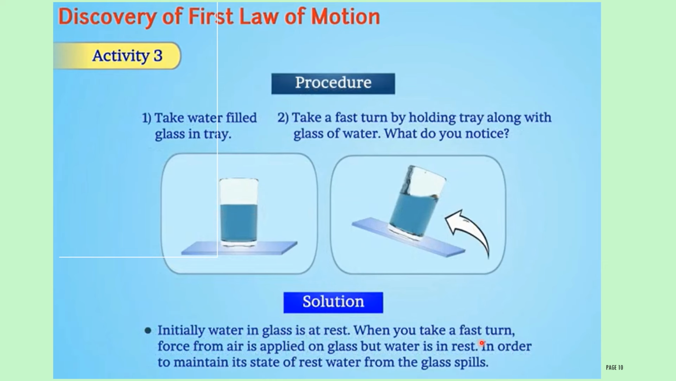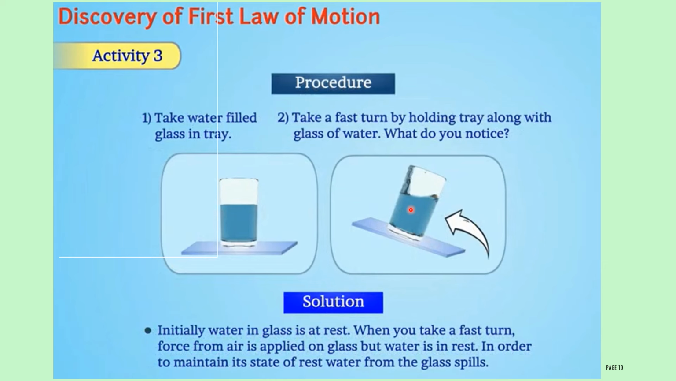When you take a fast turn, force from the air is applied on the glass, but the water is at rest, because the force from the air is applied on the glass but not on the water. In order to maintain its state of rest, water from the glass spills. The water will try to maintain its state of rest.